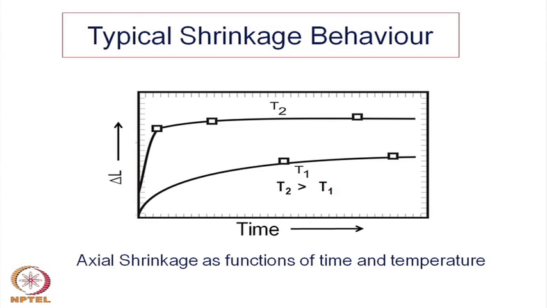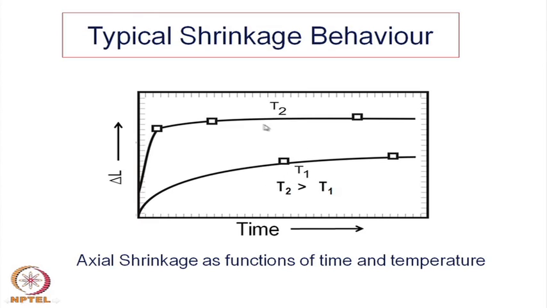So, one can see initially there is a sharper rise, that means the slope is a little larger. So, the first shrinkage takes place initially, but then slowly with time it tapers off and becomes almost constant. After some time the shrinkage is no longer taking place, and it comes to a permanent constant value.